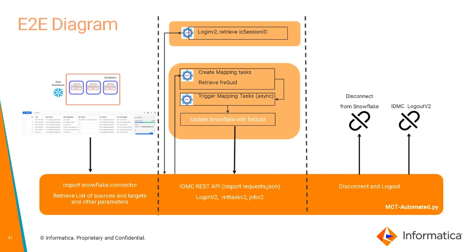Then on the creation of the mapping task, when it's successful, it's going to give us back an FRS ID, which will be used to trigger those mapping tasks. And then lastly, it's going to update back to the Snowflake table with the FRS ID, and update a couple more parameters. And then on the last part on the right, it's going to just disconnect from Snowflake. It's going to close the connection and then call IDMC logout v2 for killing that IC session ID so it doesn't remain active.